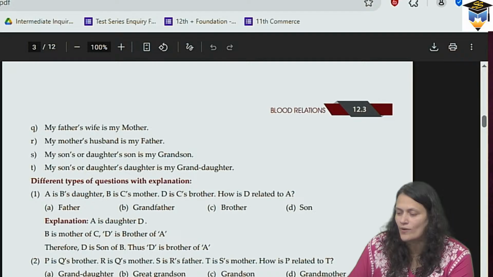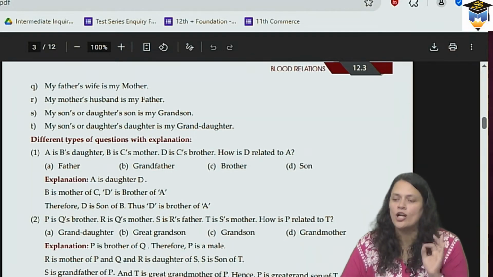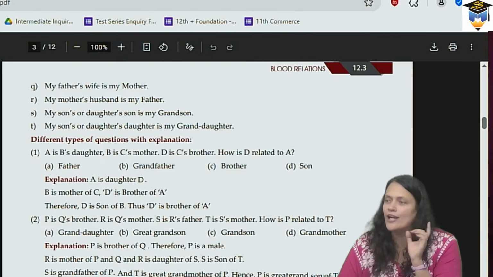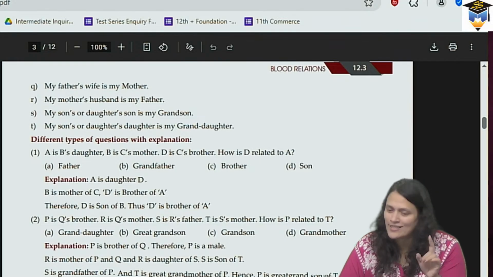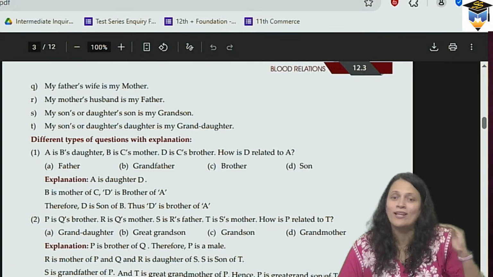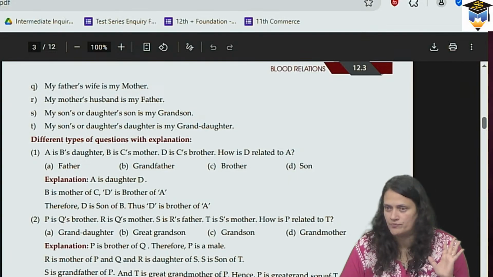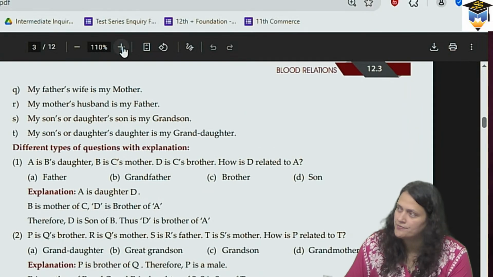Now this is the first question. Always remember, while solving these types of questions, always refer to these rules and draw a diagram. You will get a correct answer. Right now initially the questions will be very simple, but when they start becoming complex, this family tree is going to help you. So draw a diagram compulsorily.